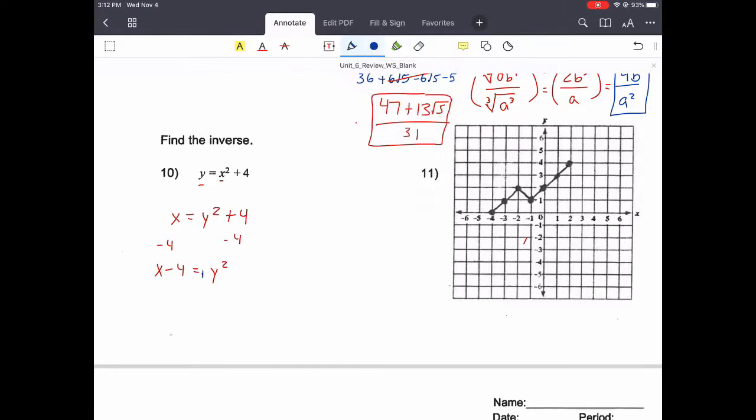We'll then square root both sides. And when we square root this, we're going to get plus or minus the square root of x minus 4 equals y. So if we want, we can rewrite this so it looks a little nicer. Or we can write it in function notation where we've got f inverse of x equals plus or minus the square root of x minus 4.